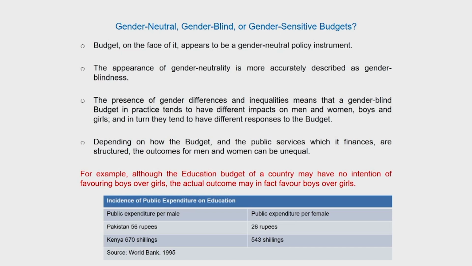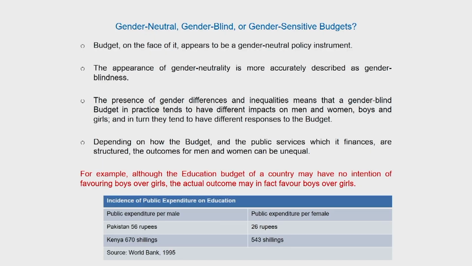But on the face of it, the budget appears to be a gender neutral or gender blind policy instrument. And the presence of gender differences and inequalities means that a gender blind budget in practice tends to have different impacts on men and women, boys and girls, and in turn they tend to have different responses to the budget.